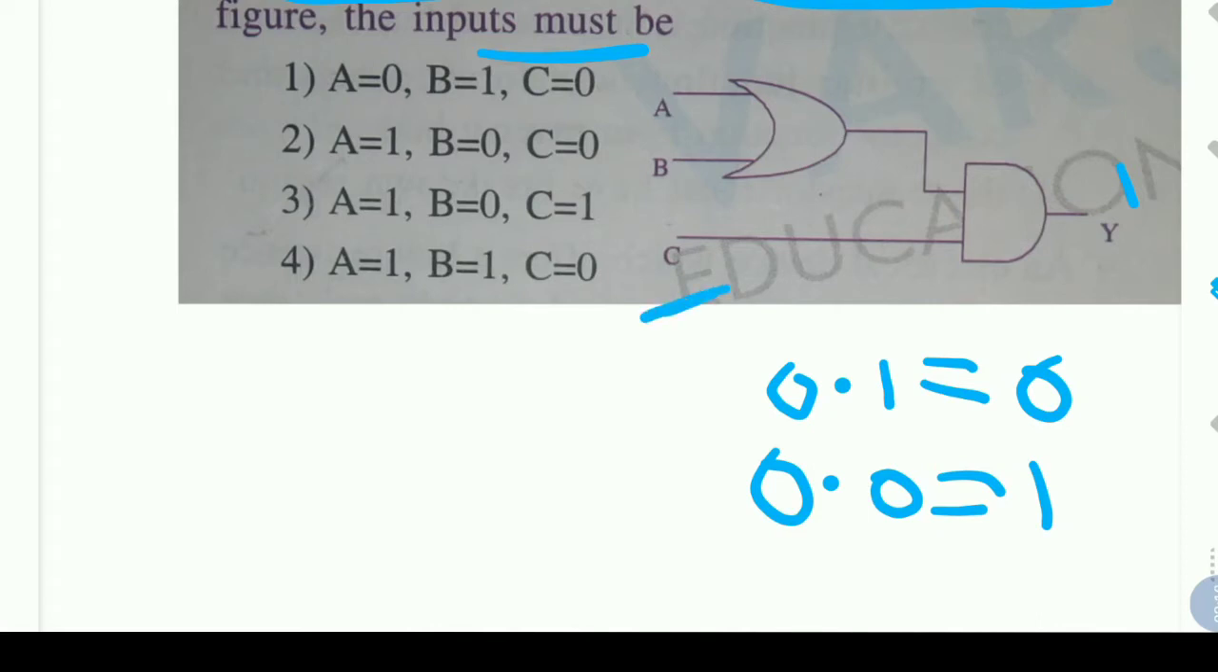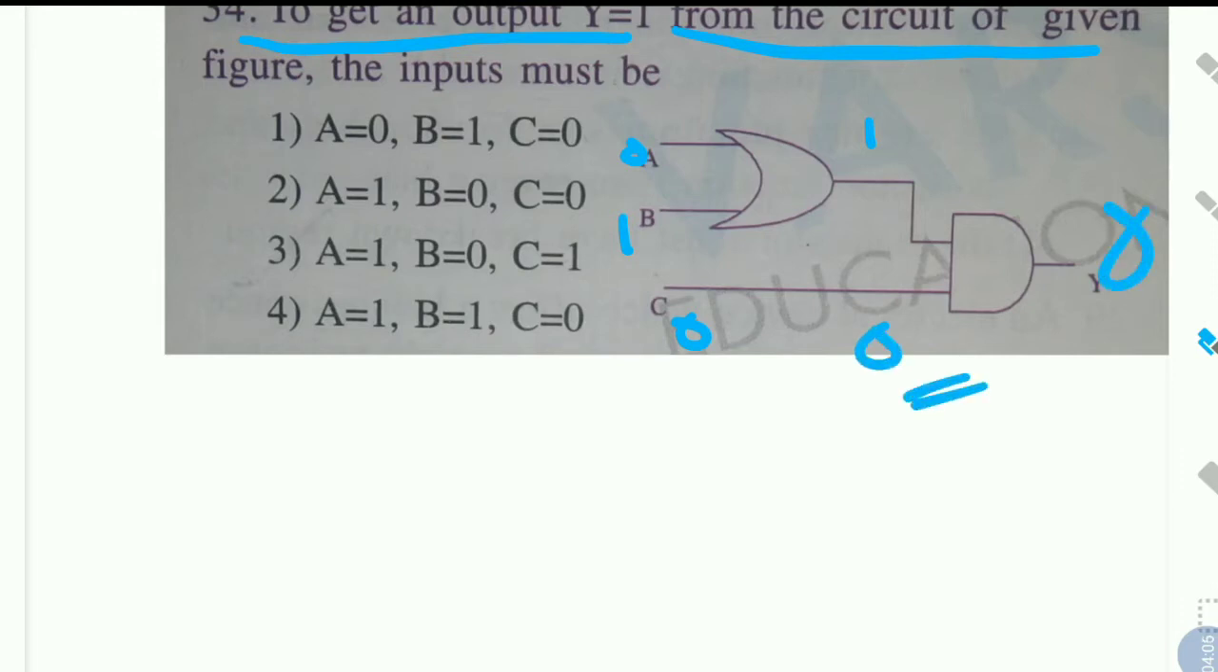So from this information, a C value of 1 is required. If you want the output to be equal to 1, the C value must be 1. Check the options. Option 1, C is equal to 0; option 2, C is equal to 0; option 3, C is equal to 1. So our answer, option 3, is the right answer. Let us check all the options.